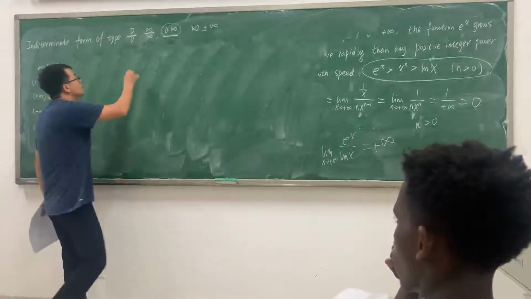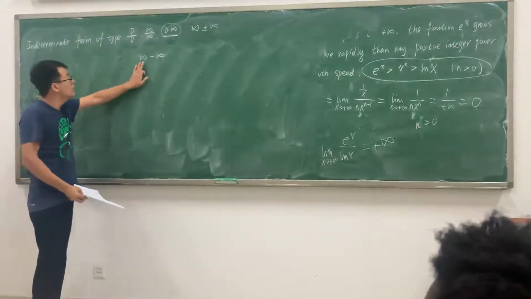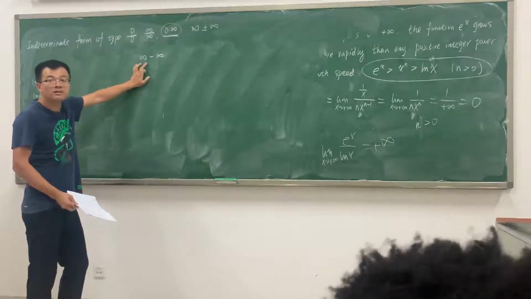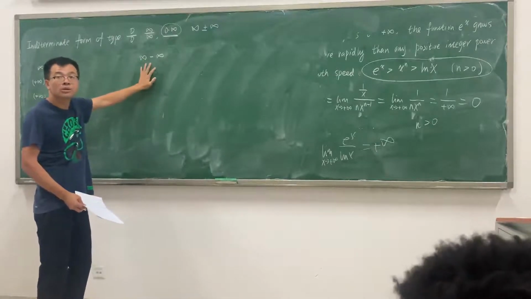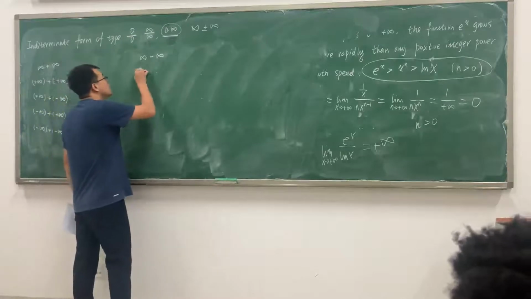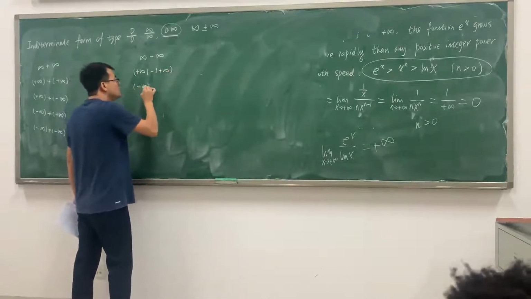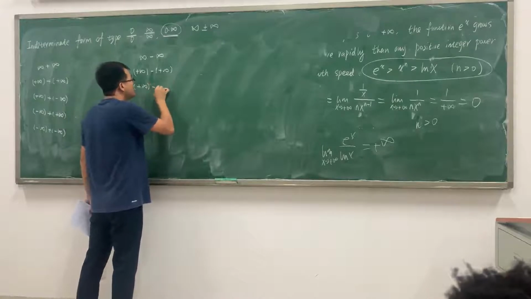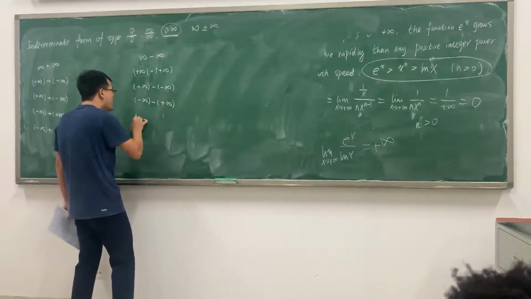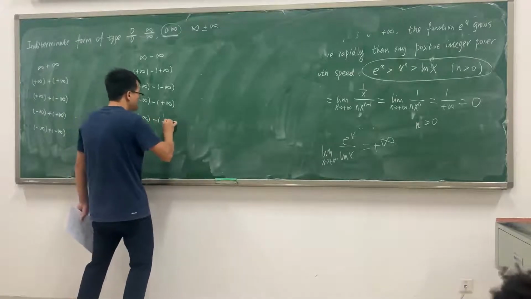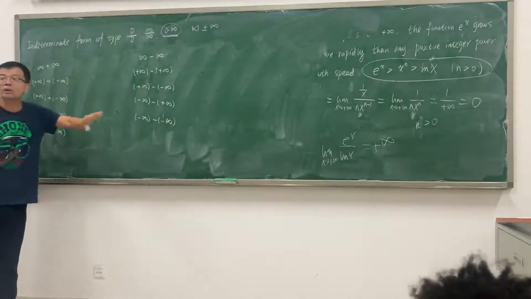And here, infinity minus infinity. Each infinity can be plus infinity or minus infinity, so again two times two, which gives four cases: plus infinity minus plus infinity, plus infinity minus minus infinity, minus infinity minus plus infinity, and minus infinity minus minus infinity. So we have four here and four there, so we have eight in total.